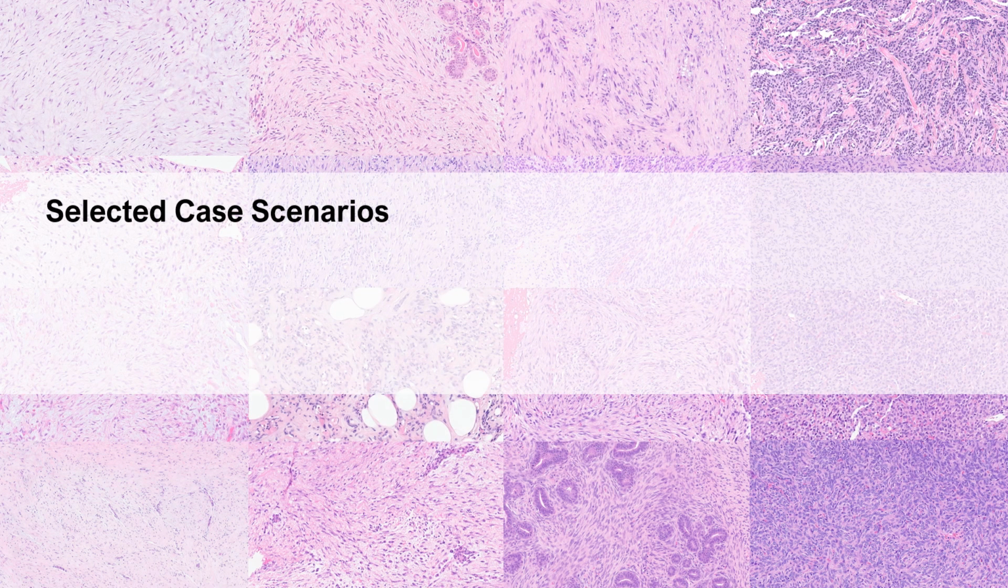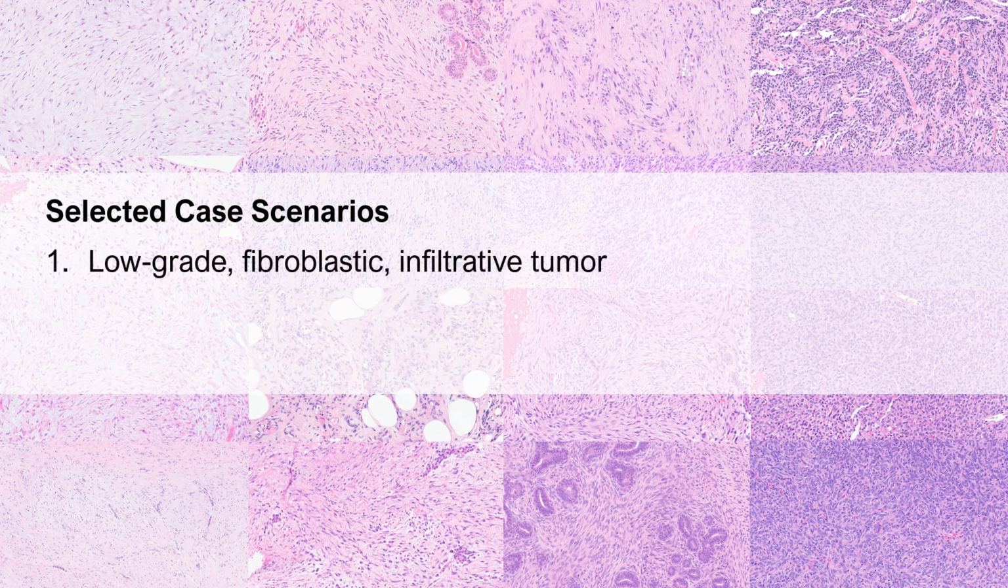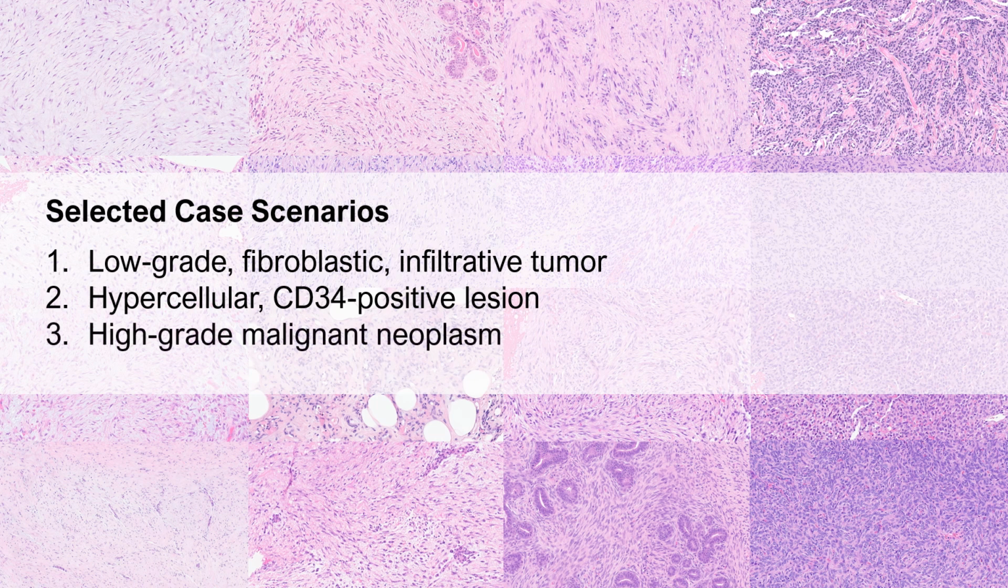For the remainder of the talk, we're going to look at a selected group of case scenarios. We will start with looking at a low-grade fibroblastic and infiltrative tumor. We'll then see a hypercellular CD34 positive lesion, and finally we will look at a high-grade malignant spindle cell neoplasm. So let's start with the first, a low-grade fibroblastic and infiltrative tumor. On low power, we can see that there is diffuse involvement by a fibrotic and relatively uniform lesion.